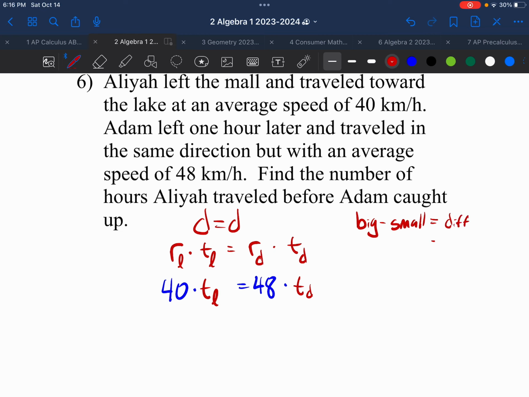Okay, I know what the difference is. The difference is 1 hour later. So the difference I can automatically say is 1. Which one is the bigger, though?